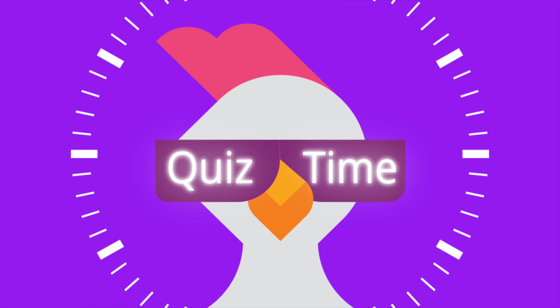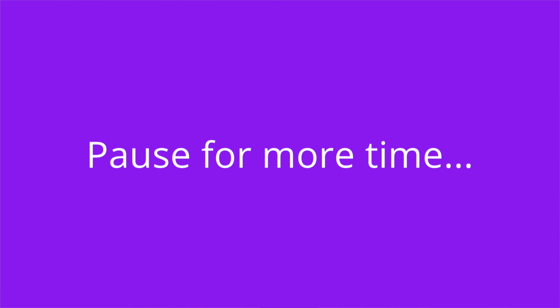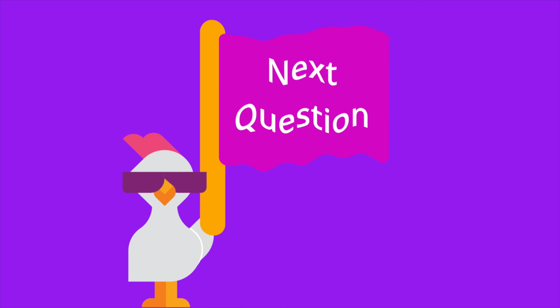All right, it's quiz time, and I have 3 questions for you. Question number 1. What are the 2 stages of photosynthesis? The answer is the light-dependent reactions and the light-independent reactions, which is also called the Calvin cycle.